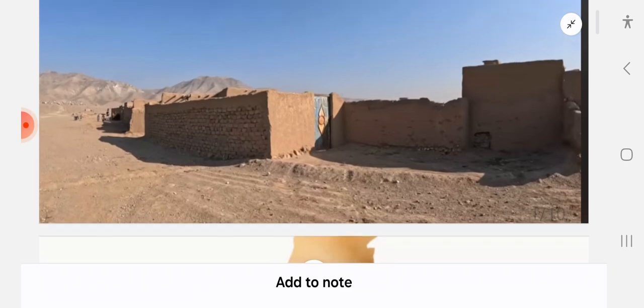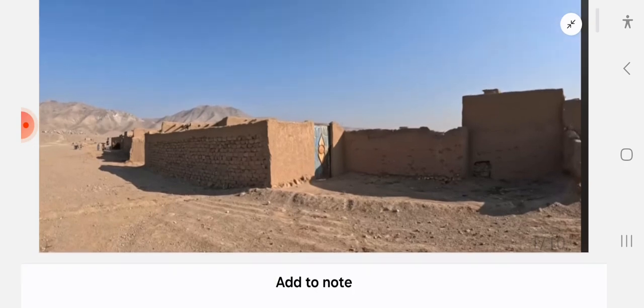At first, can you see the walls in the picture? This is the Ranthambore wall. The Ranthambore wall was built in 944 AD. So like 1100 years back, this wall was made.